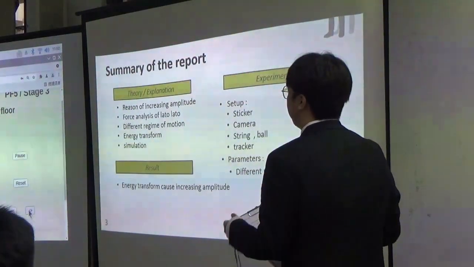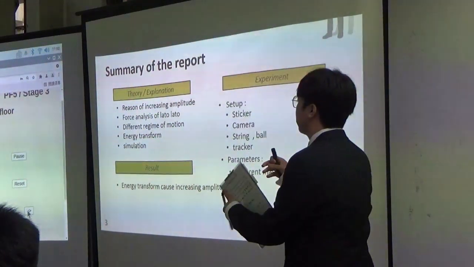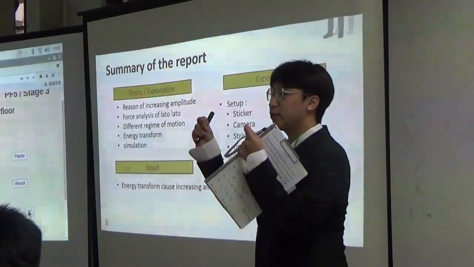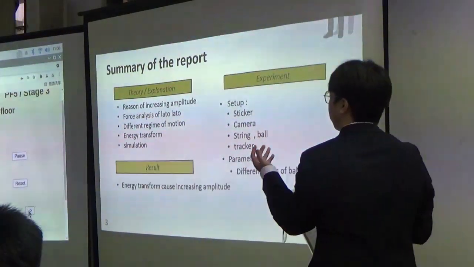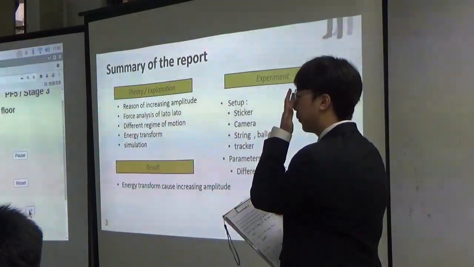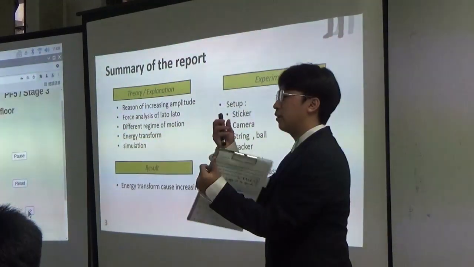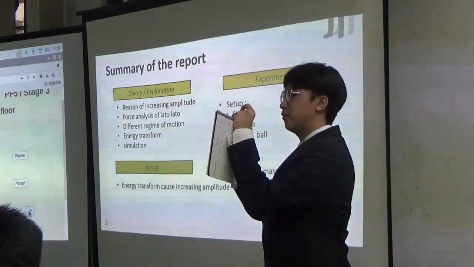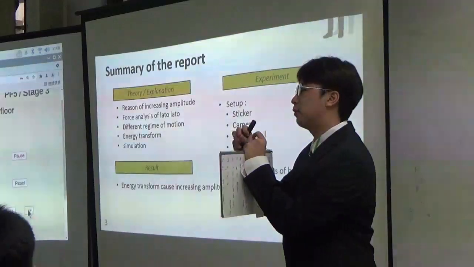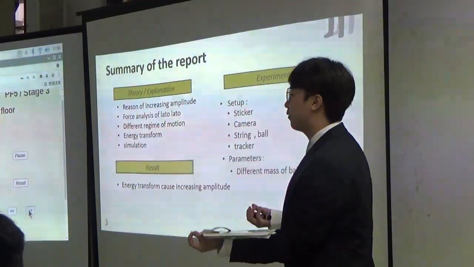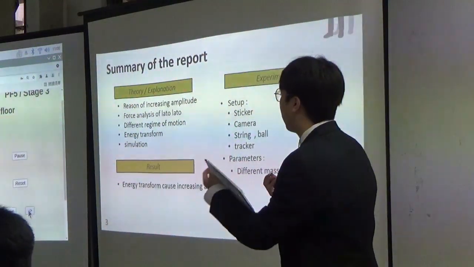And here's the summary of the report. The reporter used some lyrics to talk about why there's the increasing amplitude. First is the force analysis of the Lotto. The reporter has drawn some graphs to show that the Lotto has weight and also tension, and also when it's striking it will have force. Also drew a force analysis diagram to show how it works.